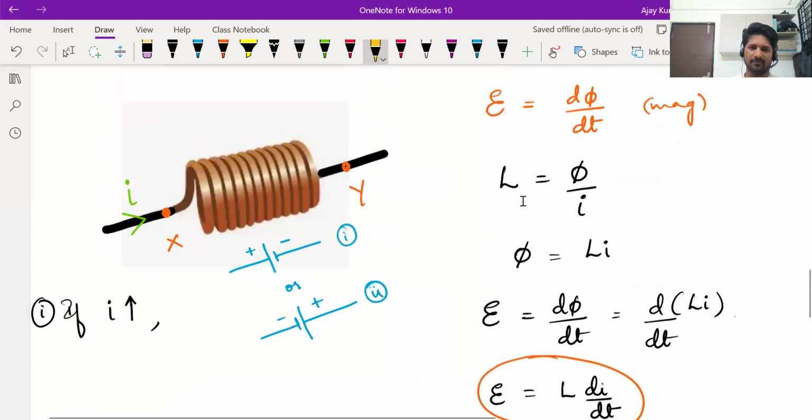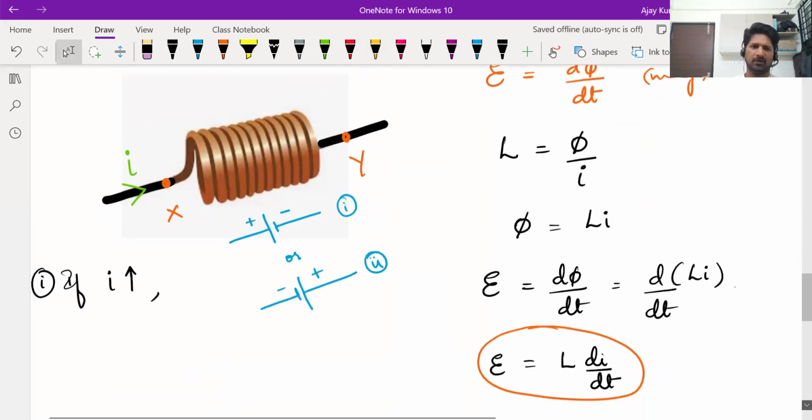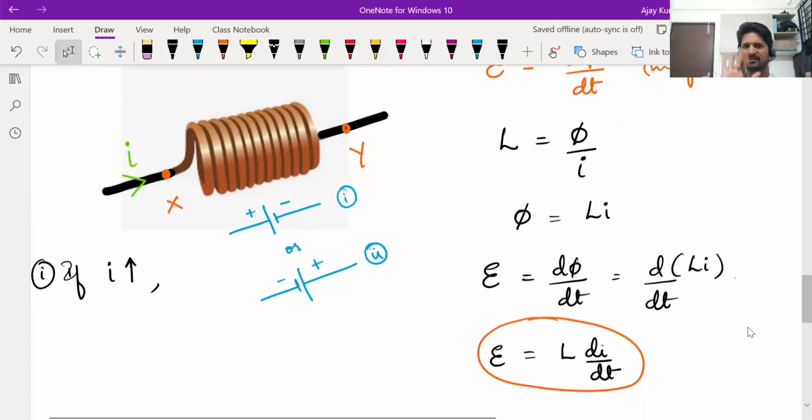Now you tell me, I told you that the current in this inductor is increasing. Due to some external agent, the current in this inductor is increasing. You know induced EMF will have to oppose this current. So tell me what the polarity of the induced EMF will be. Will it be case 1 or case 2? Sir, case 1.